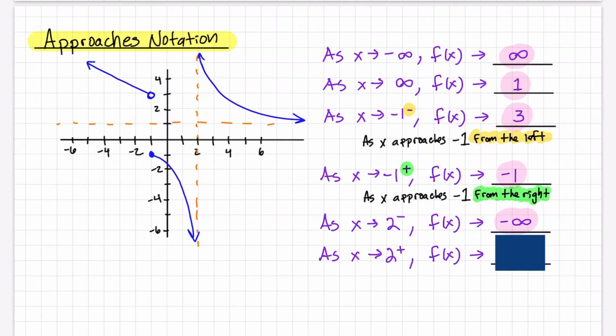All right, and then what about as I'm approaching from the right side? My y values are getting higher and higher and higher. So as I approach 2 from the right, the function is then approaching infinity.